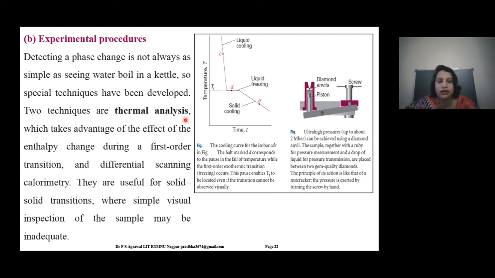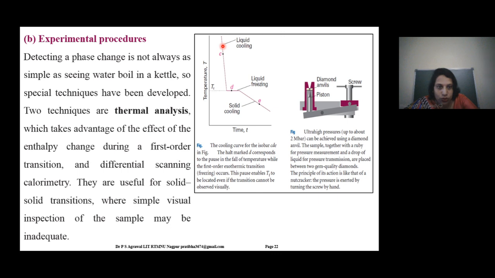Now in thermal analysis, what do we do? A sample is taken which is allowed to cool. Allowed to cool means we are checking the temperature against time, not the pressure. We are taking it at constant pressure. We are decreasing the temperature, not forcefully, automatically. So it will be against time, whatever may be the time required, and the decrease in the temperature. And we have to keep a watch on the slope of the line.